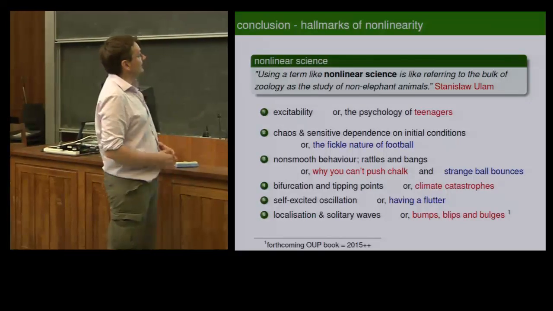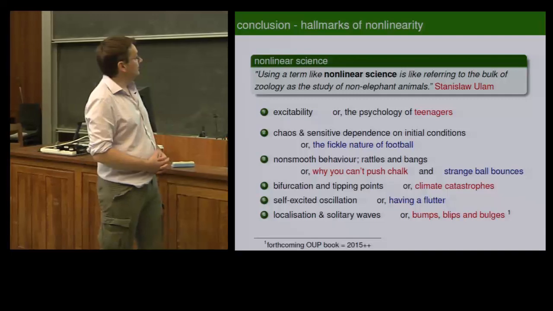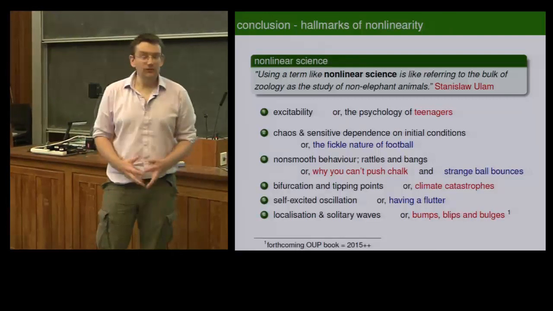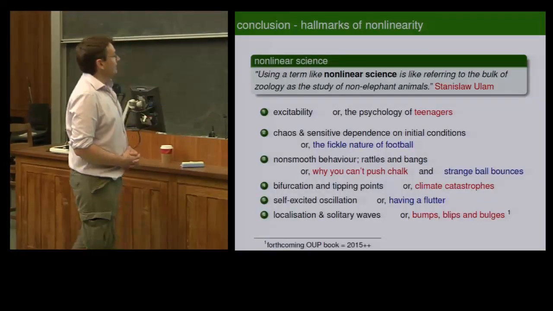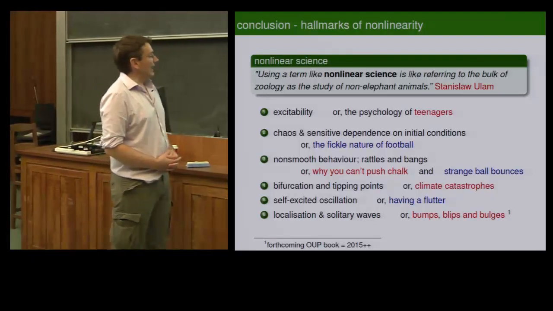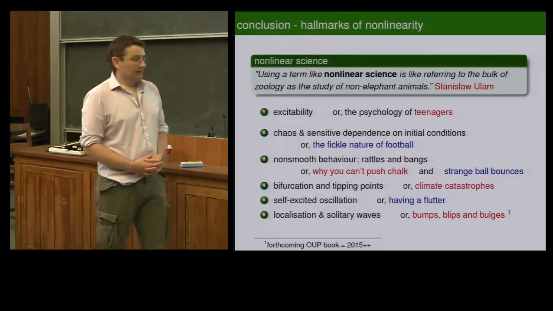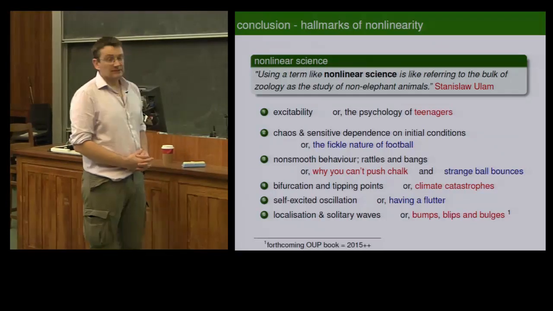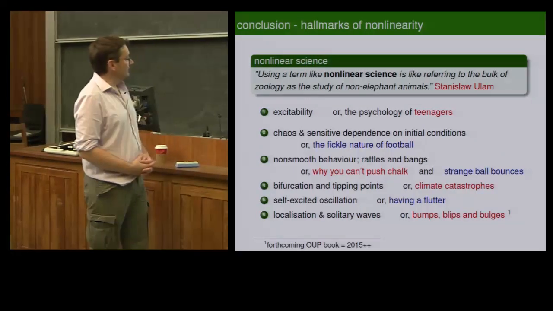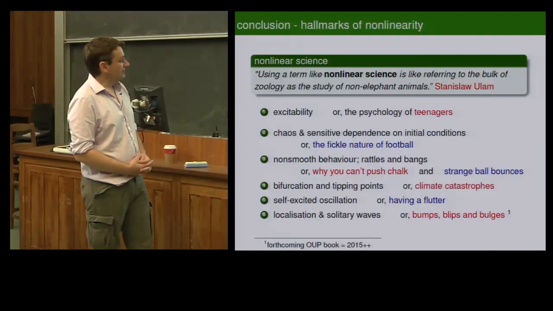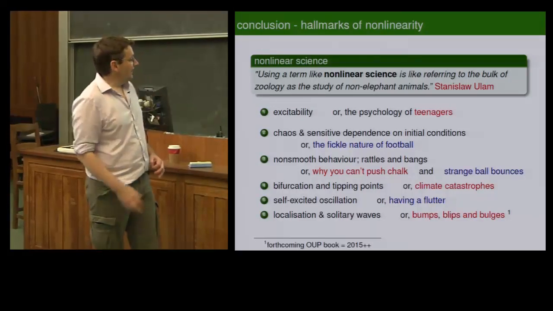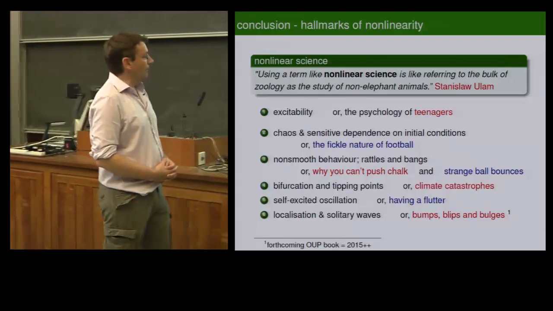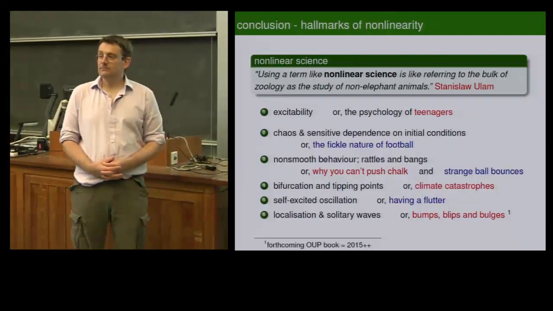Firstly, we had excitability, or the psychology of teenagers. Then we had chaos and sensitive dependence on initial conditions, or the fickle nature of football, if you like. Then we had non-smooth behavior, rattles, bangs, or why you can't push chalk, and strange properties of ball bounces. Then we had bifurcation and tipping points, or climate catastrophes, as some people would have us believe. Self-excited oscillation, having a flutter. And then localization and their close cousins, solitary waves, which you might call bumps, blips, and bulges.